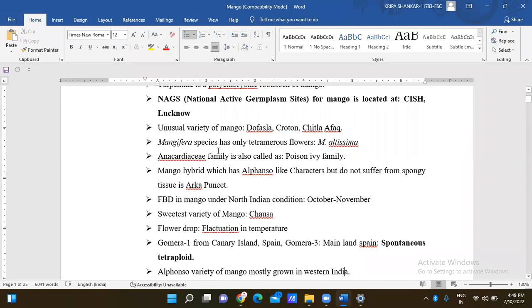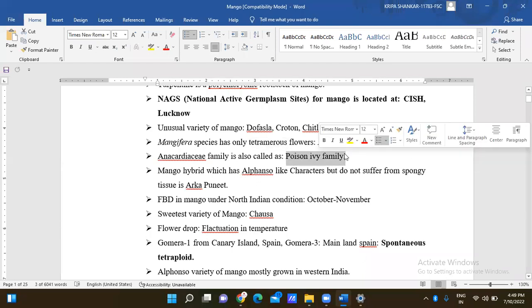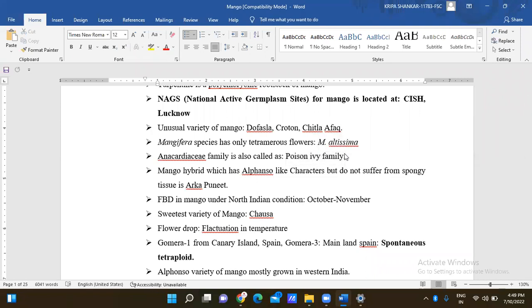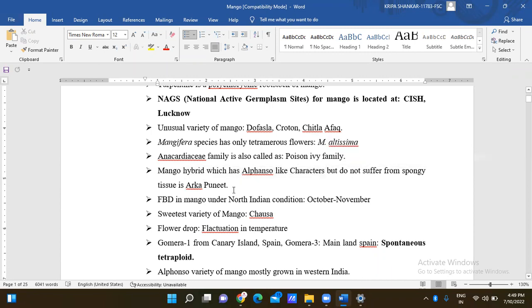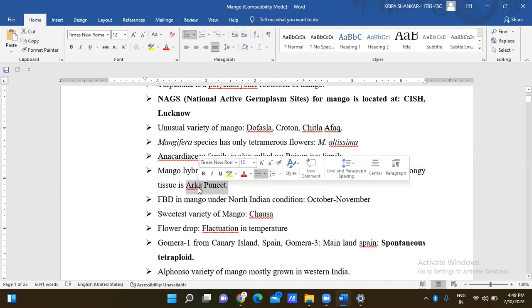Next question: the Mangifera species which has only tetramerous flower, that is Altissima. Then what is the other name of the Anacardiaceae family? That is the poison ivy family. There are some specific characters because of which it is called the poison ivy family. Another specific character of the Anacardiaceae family is that resin canals are found in the vascular bundle. Next is the mango hybrid which has Alphonso-like character but does not suffer from spongy tissue, that is Arka Puneet.